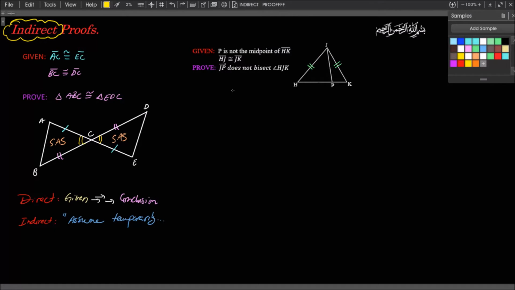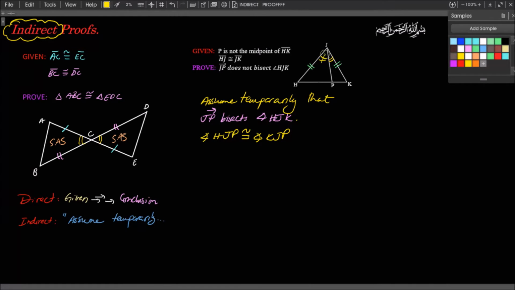We're going to assume the opposite of the very thing that we're trying to prove. So we're going to say, assume temporarily that JP bisects angle HJK. Then we ask, where am I going with this? Well, if that bisects it, then angle HJP must be congruent to angle KJP. Those two angles must be congruent. That's the definition of angle bisector. So I'm going to write this as a paragraph proof.